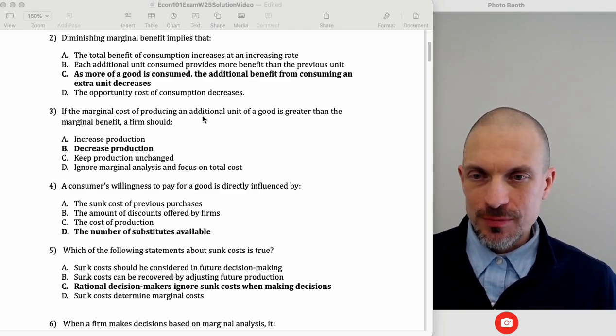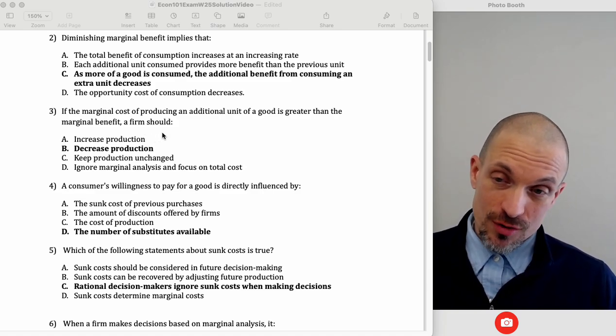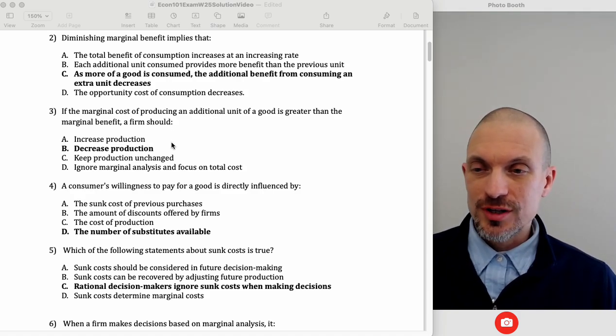If the marginal cost of producing an additional unit of a good is greater than the marginal benefit, the firm should produce less. That's what I was saying a second ago. If marginal cost is bigger than marginal benefit, you've gone too far. This firm actually would increase its profits by producing less.